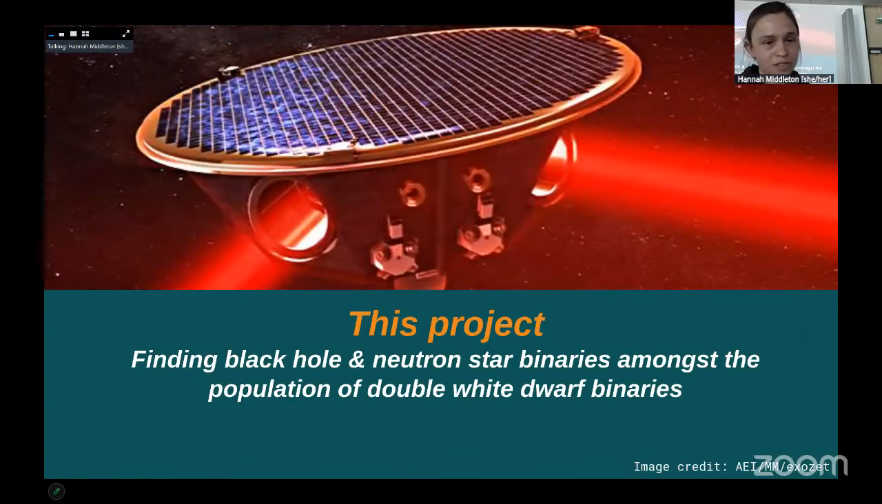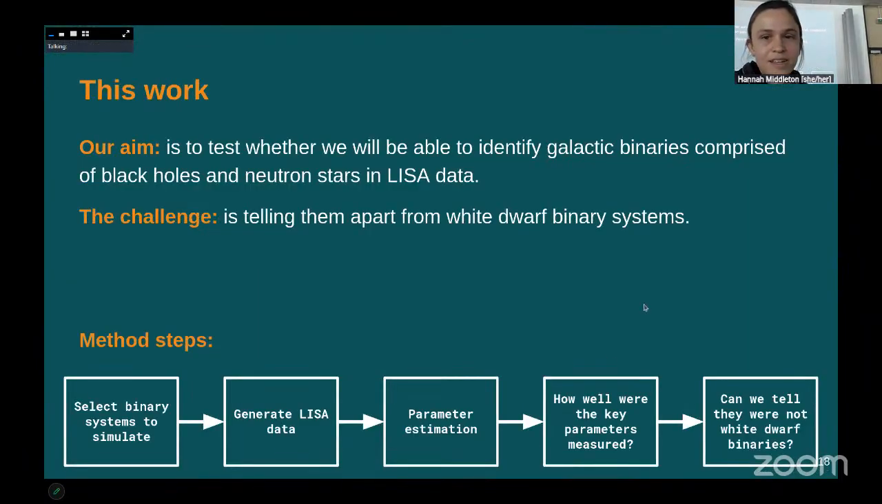So in this project, as I say, we want to be able to test this and see if we can identify them. And the challenge is to pull them apart from the white dwarf systems. Here we'll go through the various steps of the method that we've done, and along the way we'll show results and describe what we might expect in the end from the LISA mission.